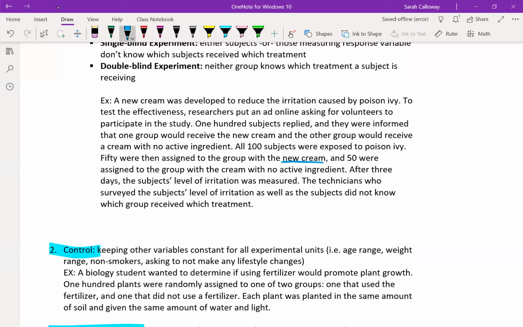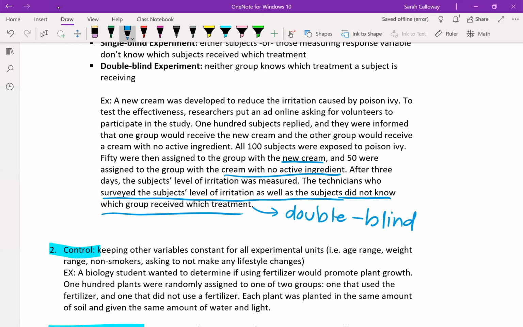Fifty were assigned the group with the cream with no active ingredient, so that's the placebo. After 3 days, the subject's level of irritation was measured. The technicians who surveyed the subject's level of irritation, as well as the subjects, did not know which group received the treatment. So this is an example of a double-blind study, because both of them didn't know. If only one of those two groups didn't know, then that would be a single blind study.